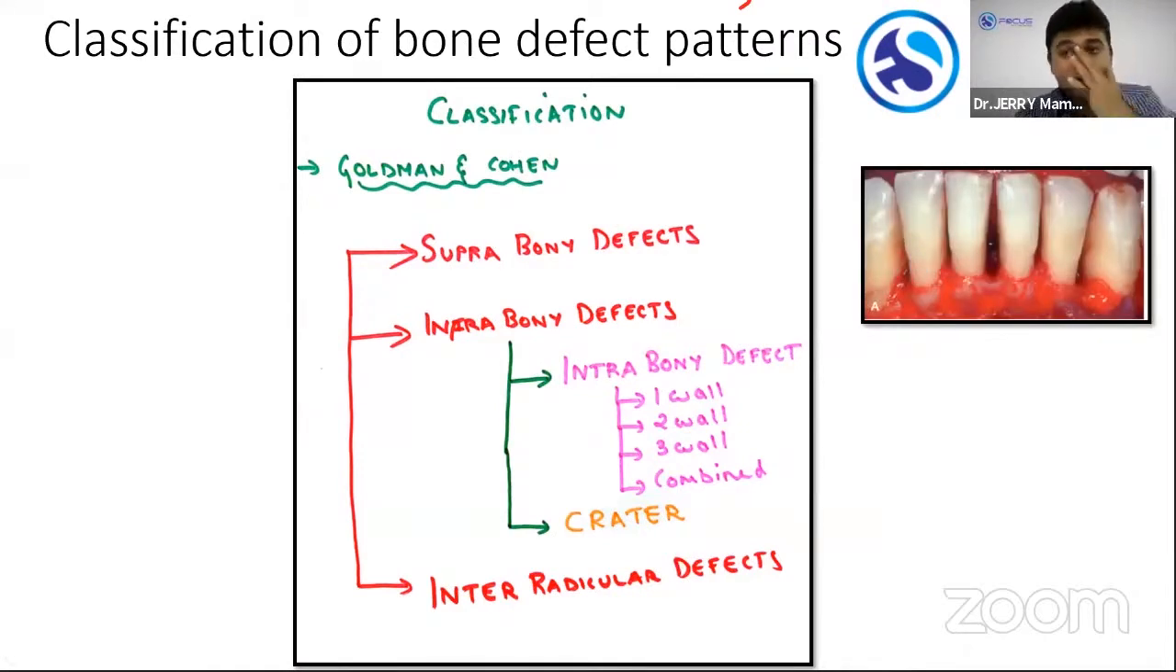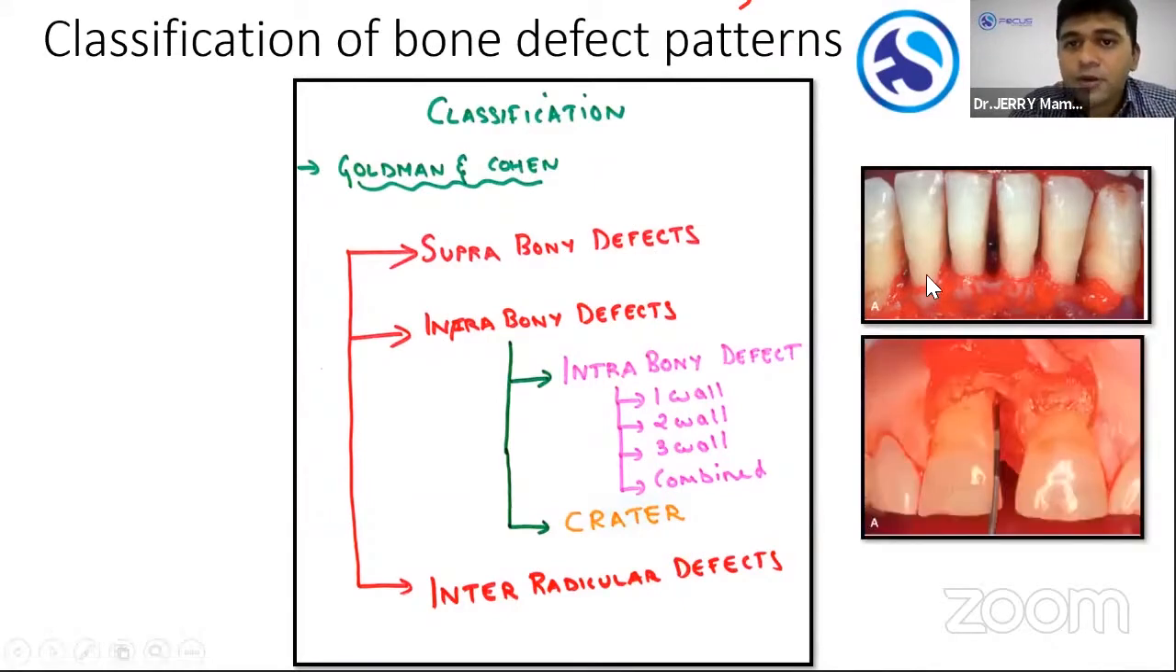So this is a clinical picture from your textbook. Can you see the defect here? It's mostly horizontal in pattern. This is your cemento-enamel junction and the bone is flat like this.